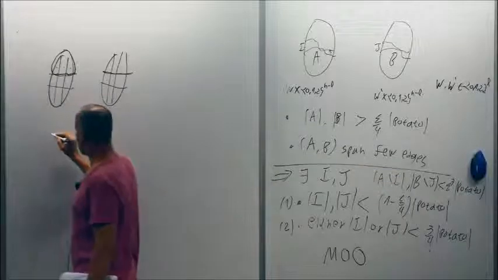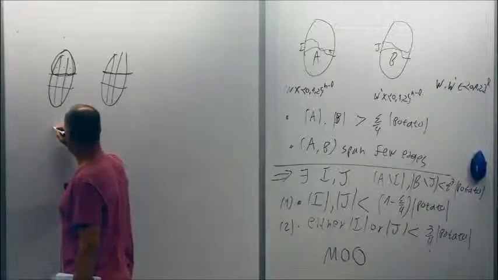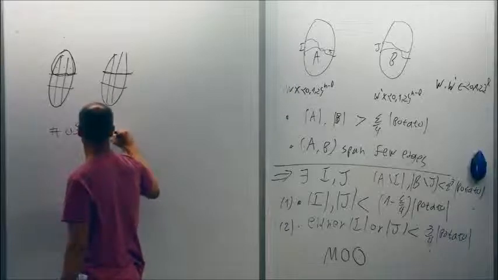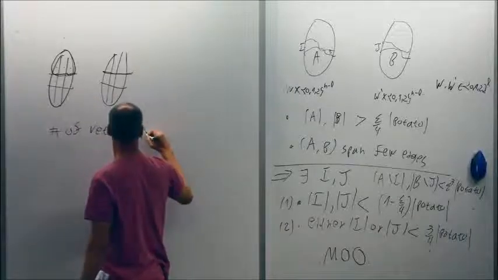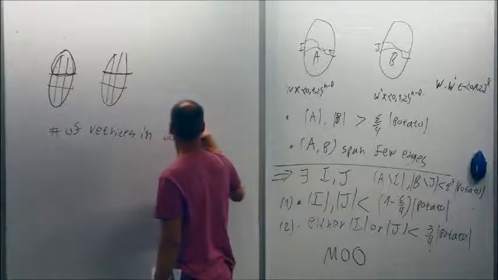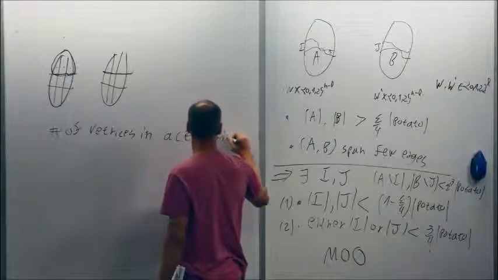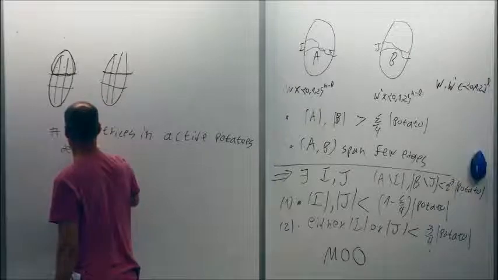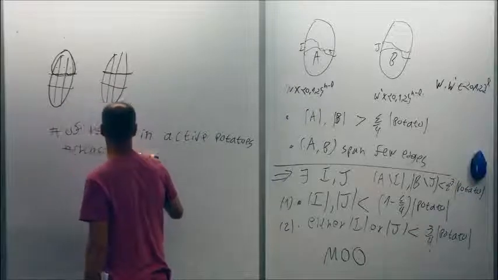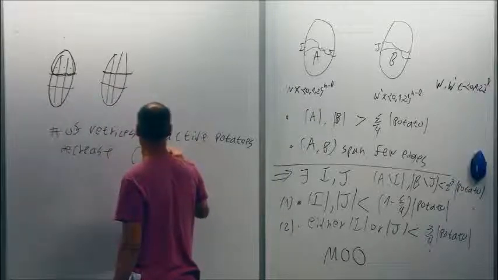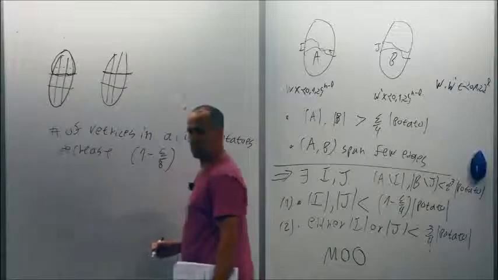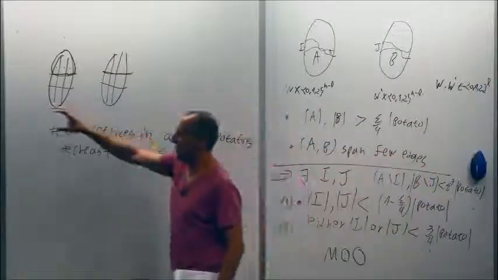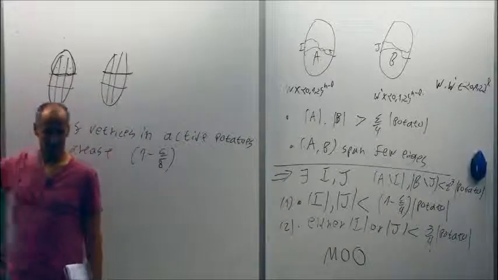So in every step, the number of vertices in active potatoes has to decrease by, let's say, a multiplicative factor of 1 minus epsilon to the 8. So after 1 over epsilon steps, I have very few active potatoes, and I can stop. Okay?